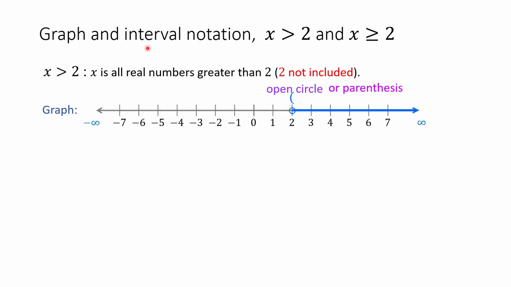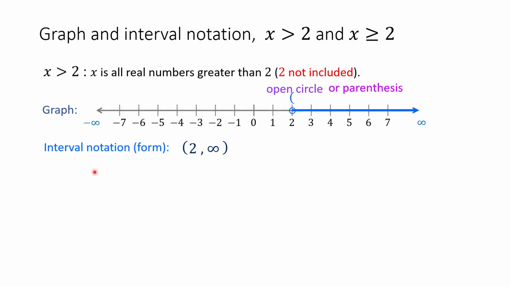Now we write the interval notation. Take the leftmost point in this graph. This is the leftmost point. The leftmost number is 2 and this is the rightmost number, that is infinity. So first write this one, then put a comma, then this one. Open circle, so you need to put parenthesis. Infinity, you need to always put parenthesis. So this is the interval notation of this inequality.